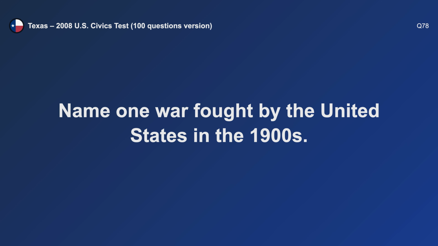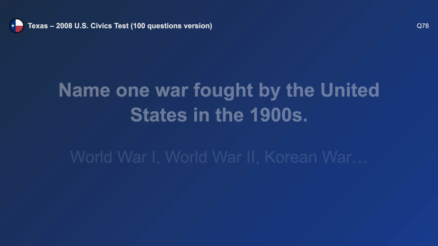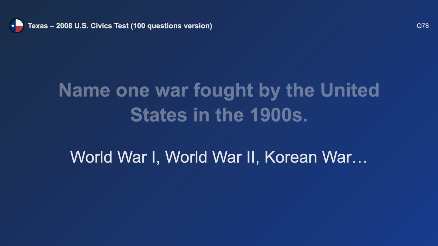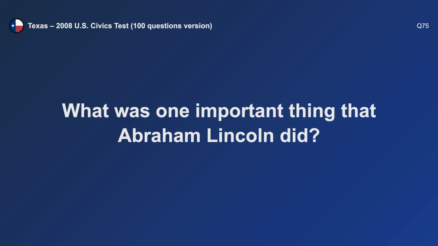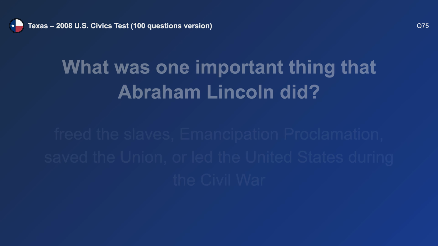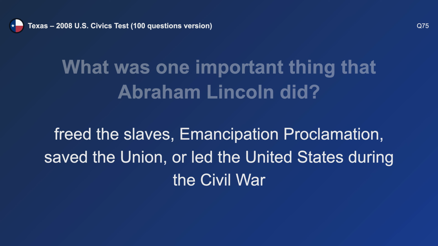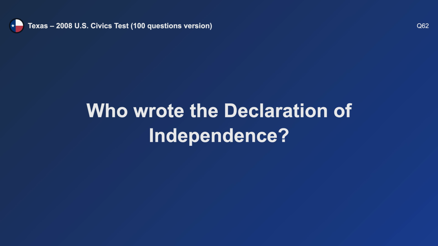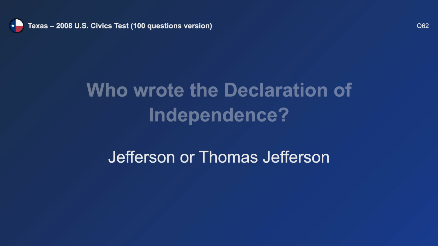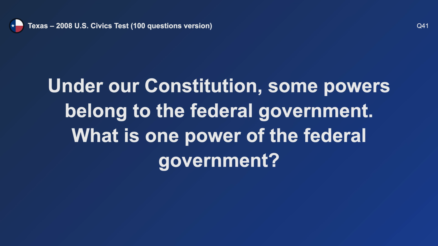Name one war fought by the United States in the 1900s. World War II. What was one important thing that Abraham Lincoln did? Freed the slaves. Who wrote the Declaration of Independence? Thomas Jefferson. Under our Constitution, some powers belong to the federal government.